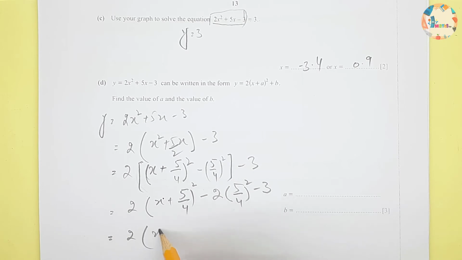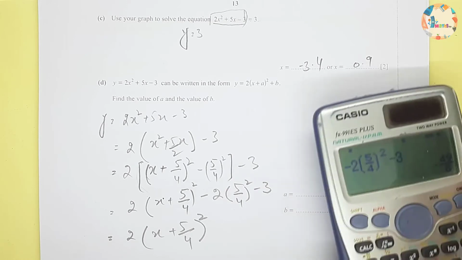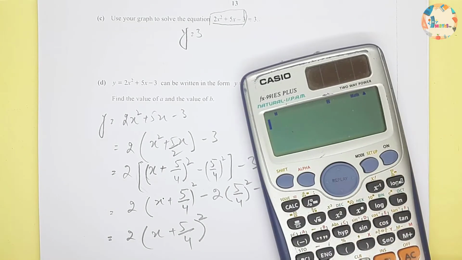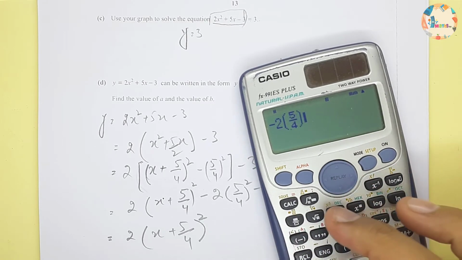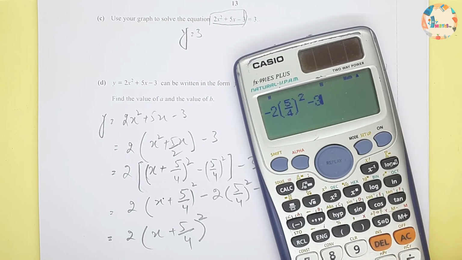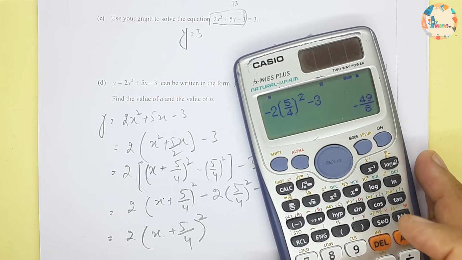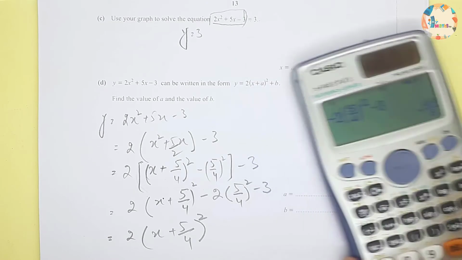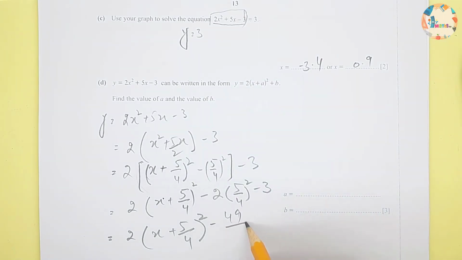Next step will be 2 into x plus 5 by 4 whole square, and if we solve this with the help of a calculator, this will be minus 2 into 5 over 4 squared, and minus 3, and this will give us minus 49 over 8. Sorry, I said 6 earlier; this is minus 49 over 8. So it will be minus 49 over 8.